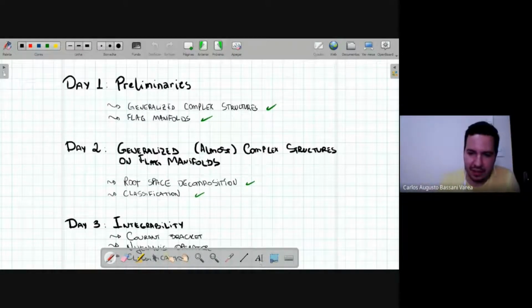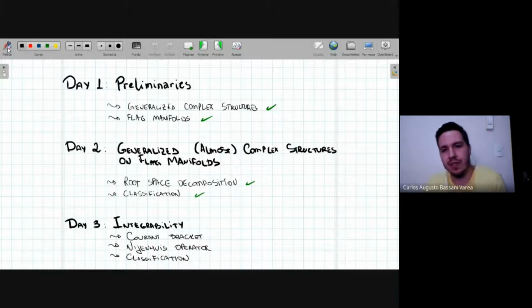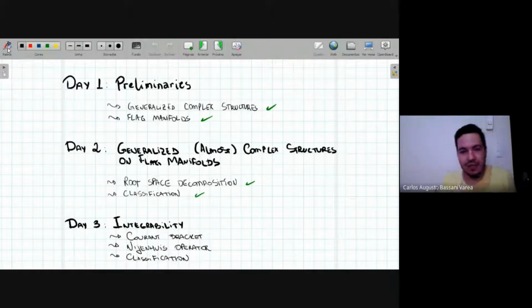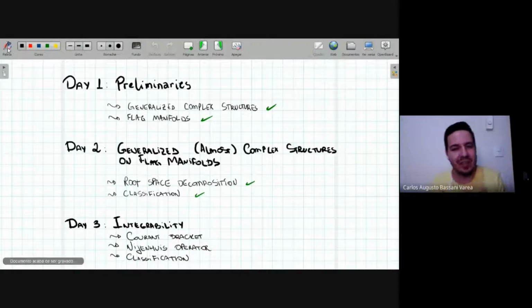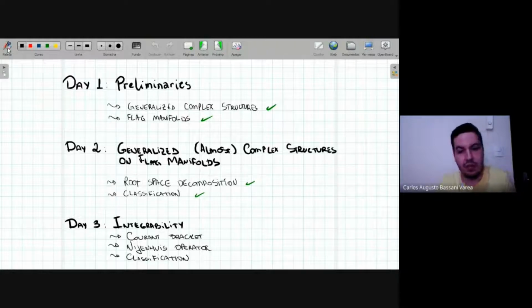So today is the third day, the last day of our mini course. So far, we saw in the first day the preliminary concepts, some concepts on generalized complex geometry, and the definition of flag manifolds that we are using here. On the second day, we saw a lot of computations, but we described all generalized complex structures on flag manifolds, well, at least the almost ones, without worrying about the integrability. So today, the idea is to talk about these integrability conditions for these structures.